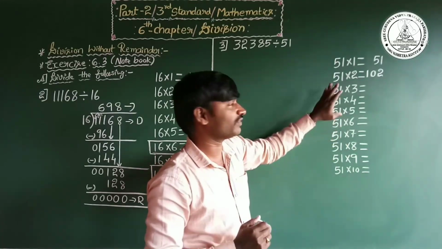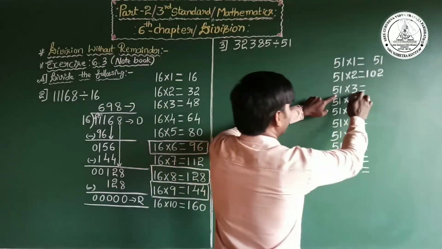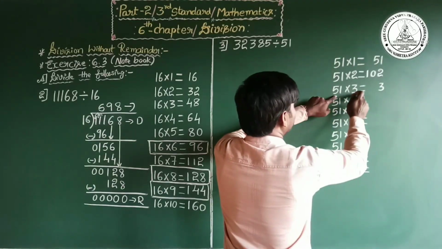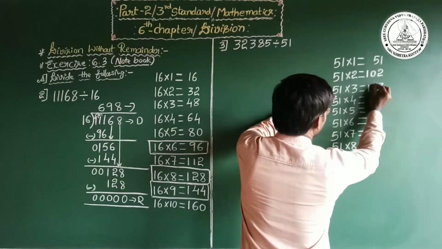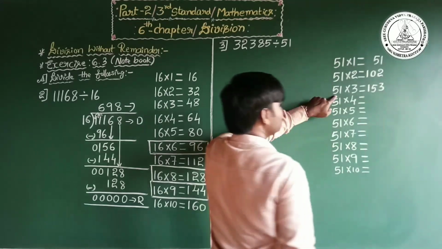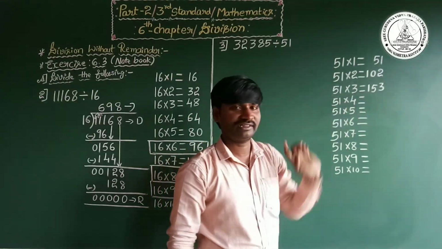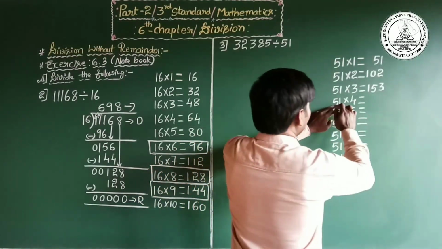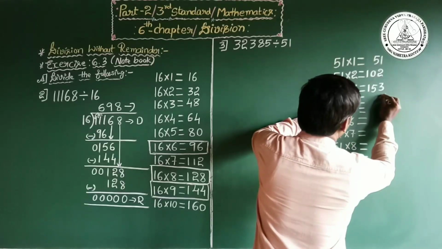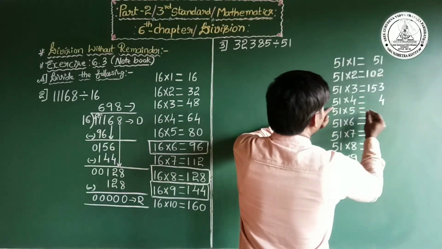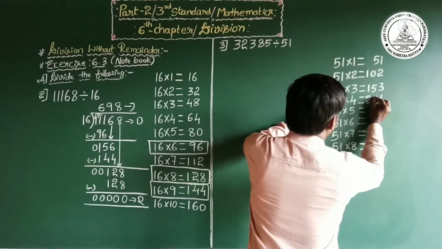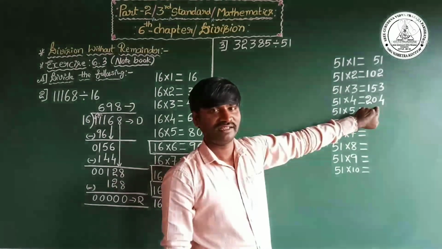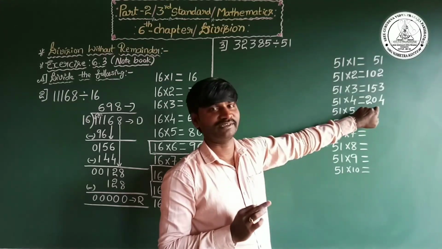That's how you find out the tables first. Okay. 3 1s are 3. Yes, dear student. 3 5s are 15. It means 51 3s are 153. Yes, dear student. Let's go to the next step. 51 4s. It means 4 1s are 4. 4 5s are, dear student, how much? 4 5s are 20. It means 51 4s are 204. Just like that you find out the table.